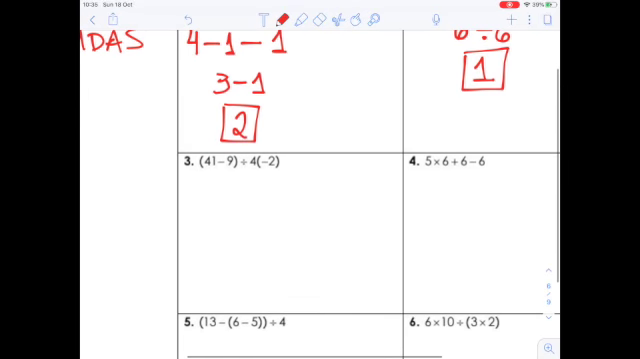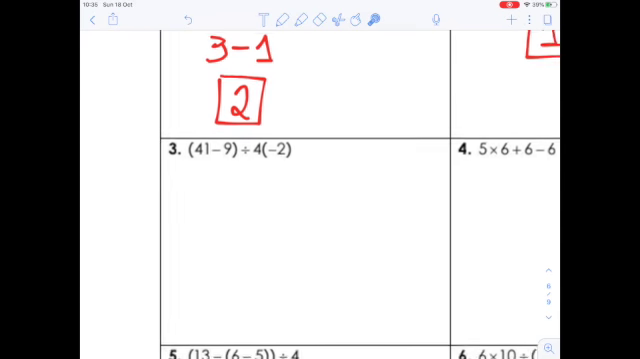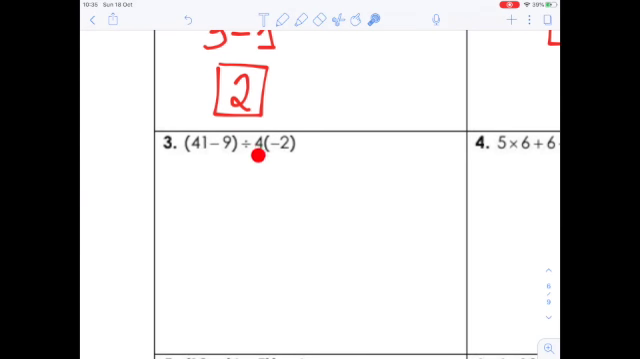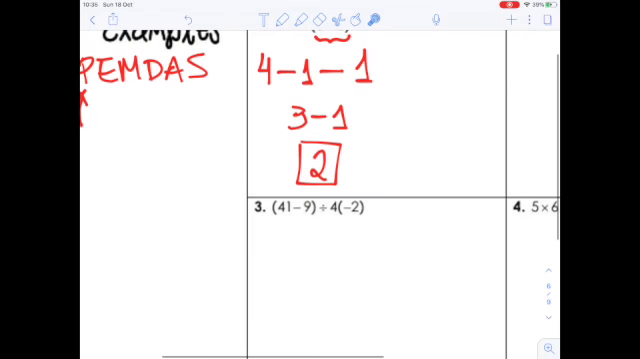Number 3, take a look at number 3. I have 41 minus 9 in parentheses divided by 4, and I just have a negative 2 inside my parentheses. So hopefully you guys all know by now that if I have a 4 parentheses negative 2 parentheses, this means that the 4 is multiplying negative 2. So we don't really have any operations inside this parentheses. This parentheses, the second one over here, is just here to show us that we have a 4 multiplying a negative number. However, this parentheses over here, it has an operation inside the parentheses.